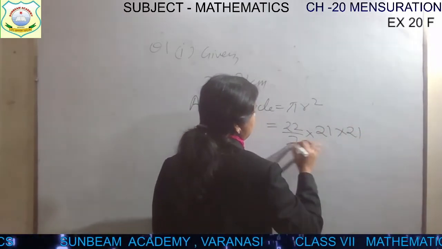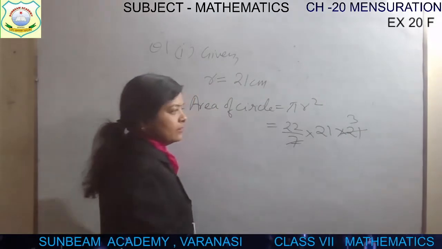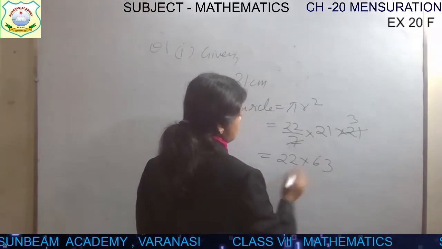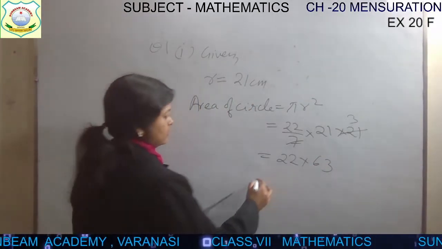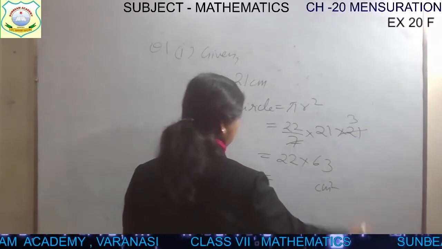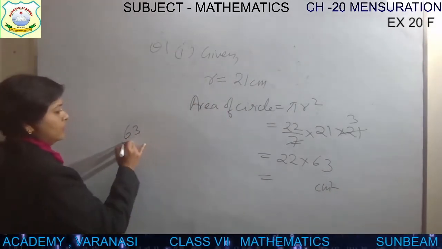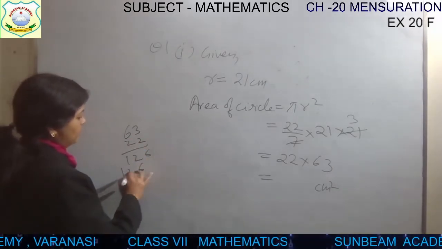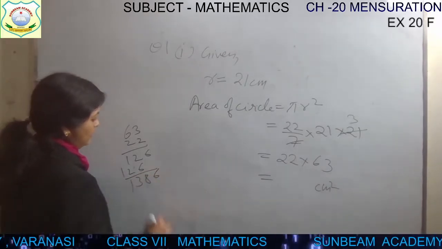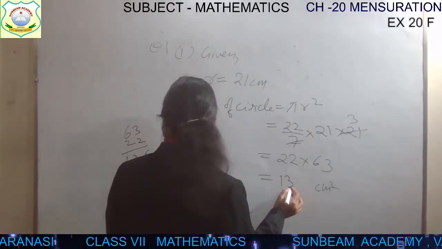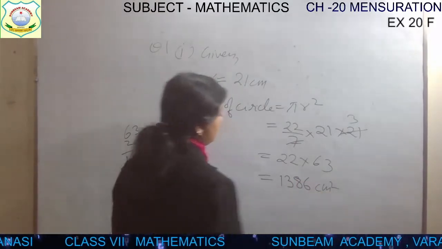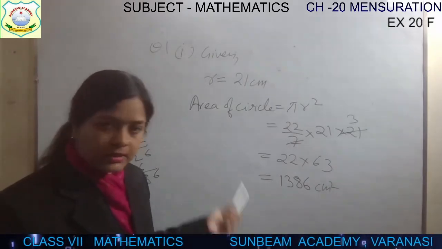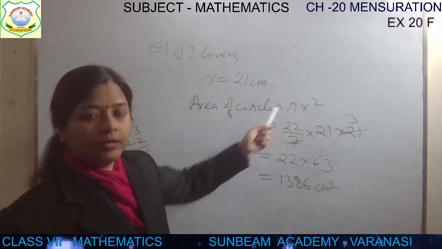7 3s are 21. Cut it down. So this will become 22 into 3 1s are 3, 3 2s are 6. And now you have to multiply it. 22 into 63. Whatever will come, it will come in centimeter square. Let's do the calculation. 3 2s are 6, 6 2s are 12, 3 2s are 6, 6 2s are 12. So this is 1386, children. 1386 centimeter square. It's very easy. Just take the value, put it in the formula.